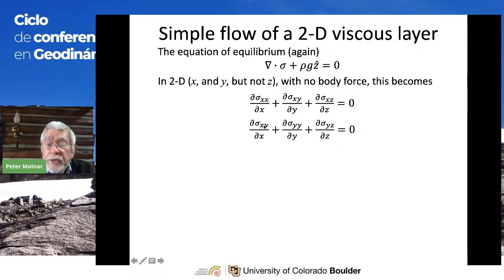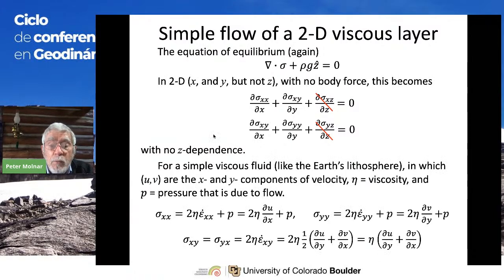There's no body force. And the same with the y component, the x direction, the derivative in the x direction of the shear stress plus the y direction of the compressive stress in the y direction plus the vertical component. But we're not going to worry about this term. We're going to assume no z dependence, not only no z stress, but no z dependence. And so then we consider a simple viscous fluid like the Earth's lithosphere. I realize many of you would not think of the Earth's lithosphere as being a simple viscous fluid, but that's the way I'm going to treat it. U and V are the x and y components of velocity. Eta is the viscosity, and P is the pressure that's due to flow.